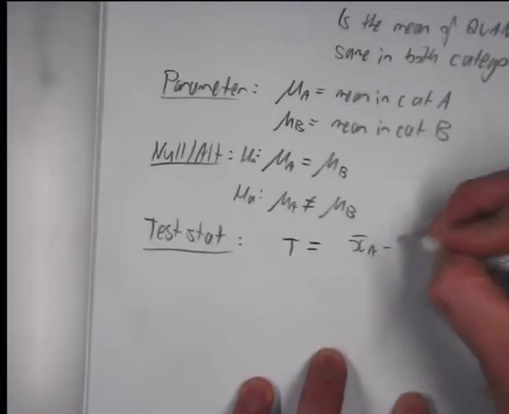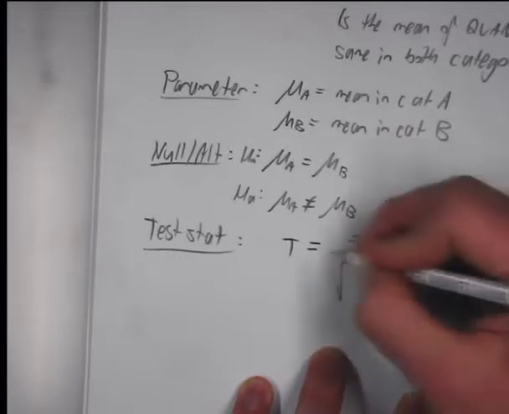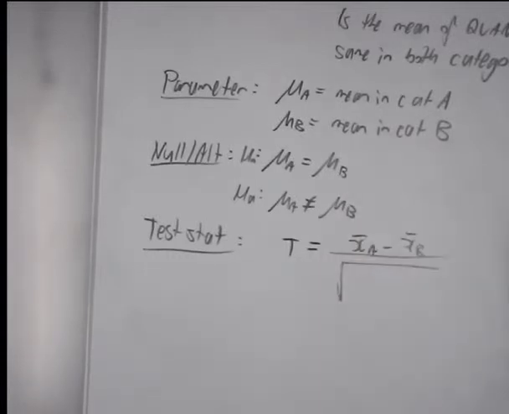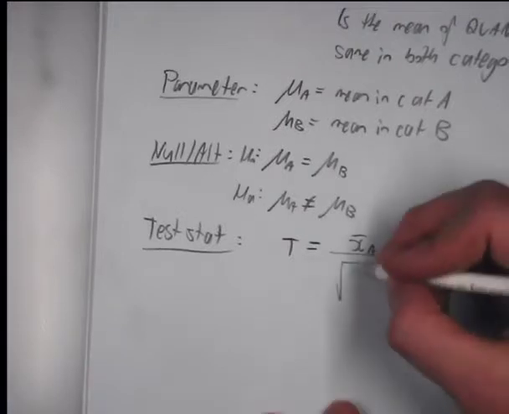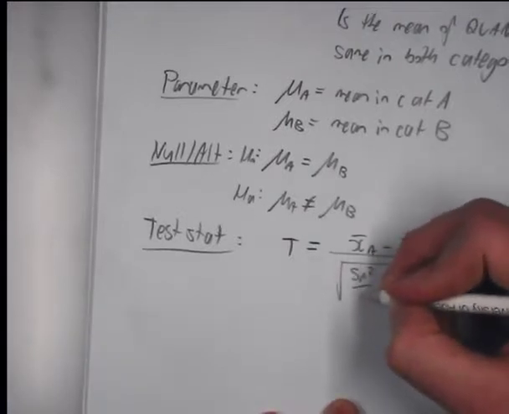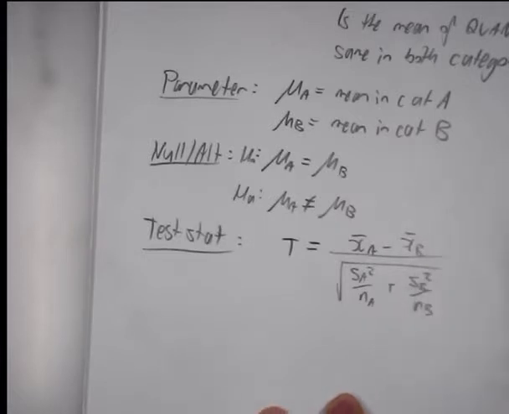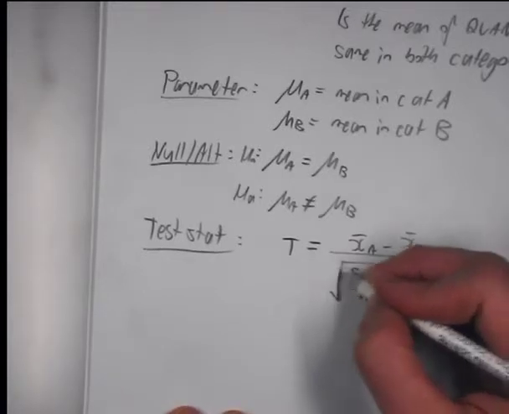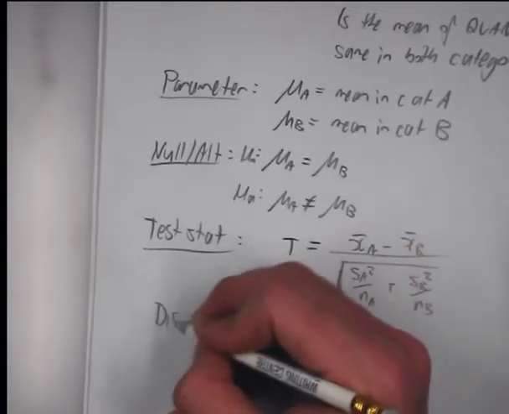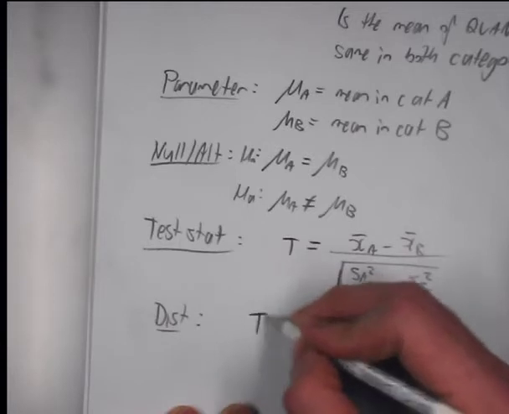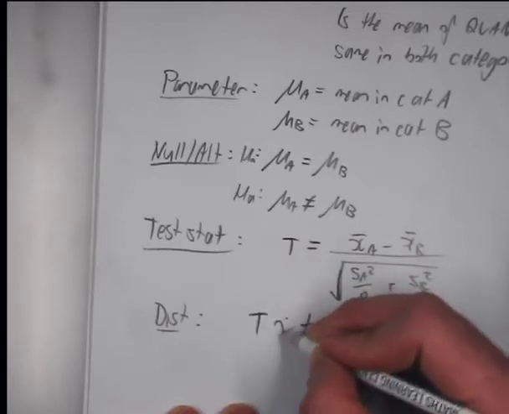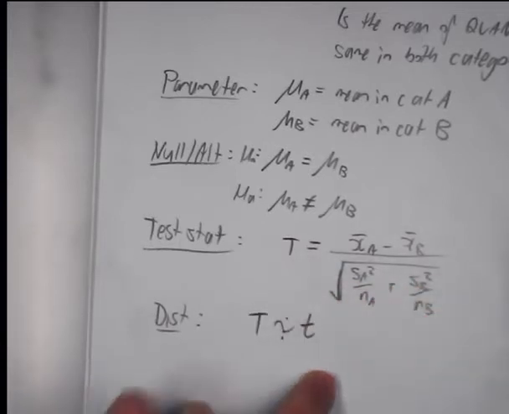X bar A minus X bar B on the square root of SA squared on NA plus SB squared on NB. And the distribution is approximately a T distribution with a complicated degrees of freedom. You'll get the degrees of freedom from the SPSS output.